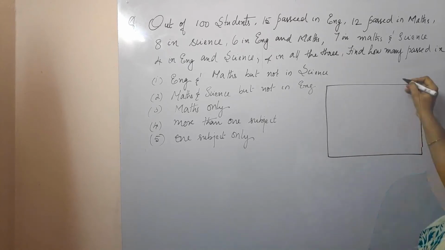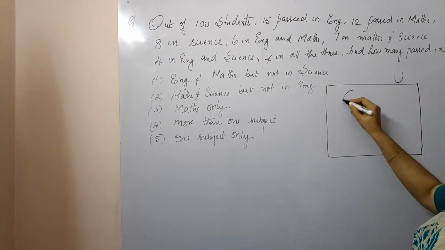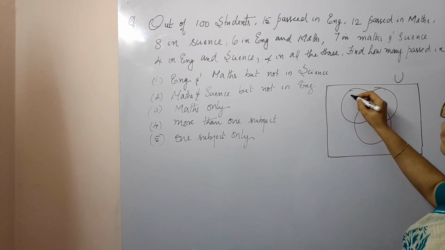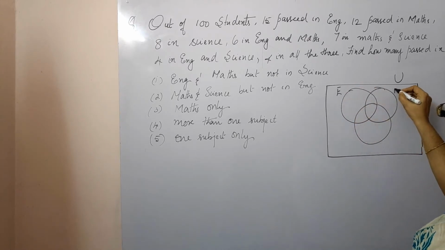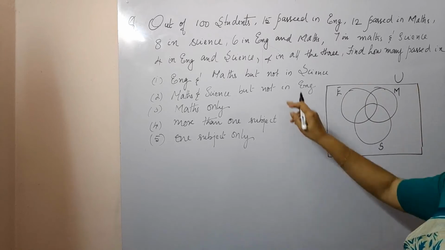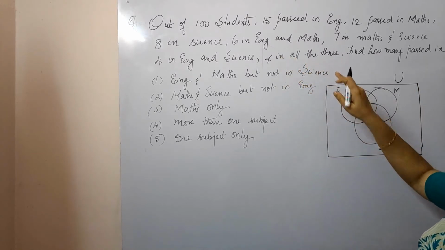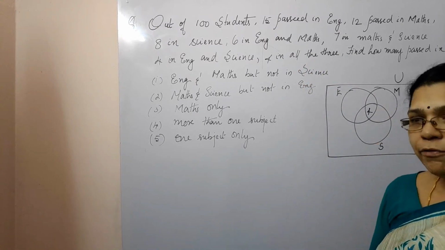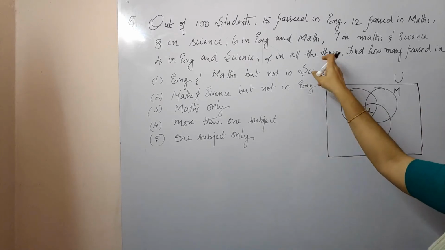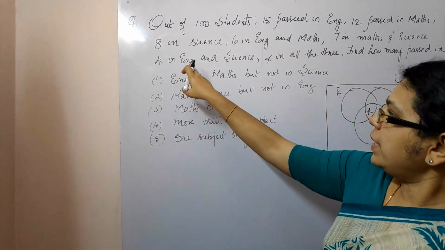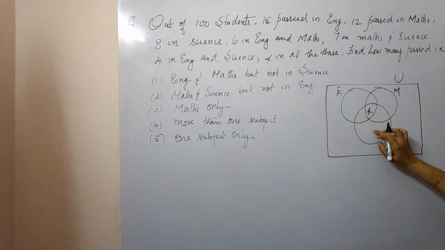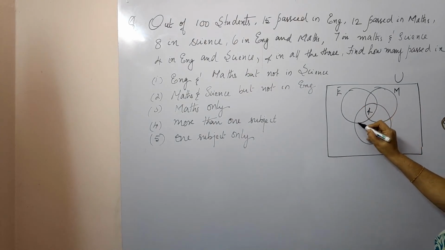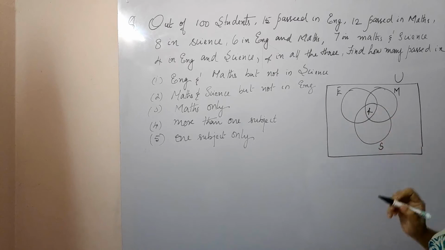So this is the universal set U, and I have three sets, namely English, Maths and Science, right? It is said that 4 passed in all the three. So the common intersection point will have 4 in it. Again, I am starting from the last. 4 in English and Science. So English and Science, 4. The common intersection point of English and Science is this. Don't you have a 4 there?